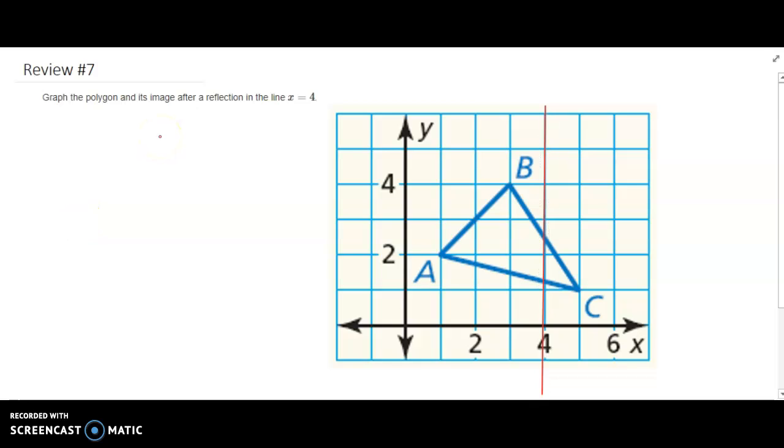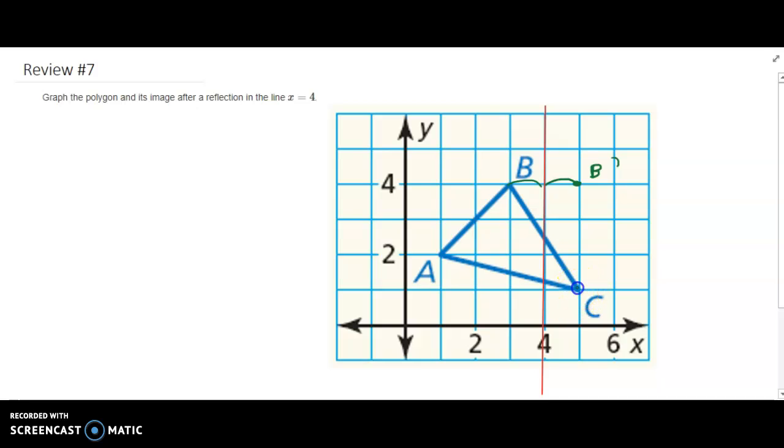Since we don't have rules, we're just going to have to use the rules of reflection. If this is a straight up and down line, what's on the left is going to go to the right, and what's on the right is going to move to the left side of this line. So if I look at B here, B is just 1 unit from here to the line, so I'm going to go 1 unit on the other side. So this would be my B prime.